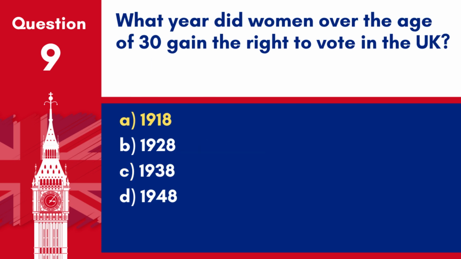Question 9. What year did women over the age of 30 gain the right to vote in the UK? A. 1918. B. 1928. C. 1938. D. 1948. Answer A. 1918. Women over the age of 30 gained the right to vote in the UK in 1918.